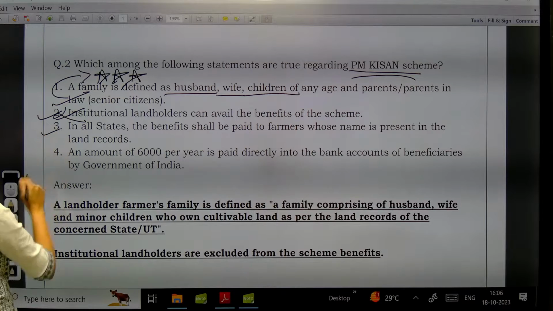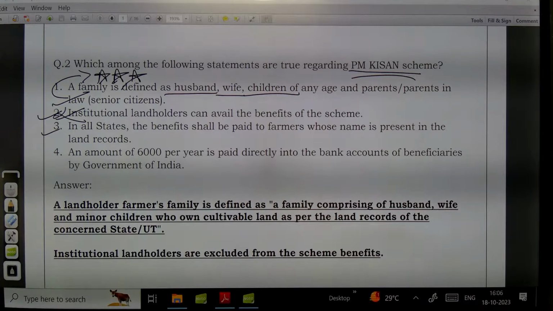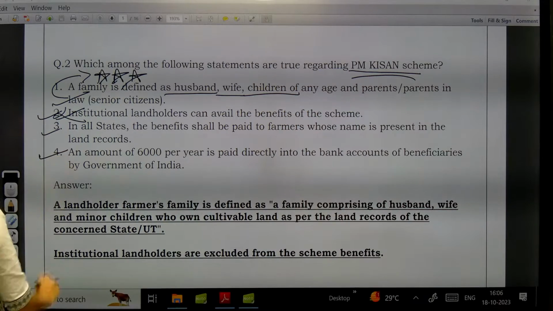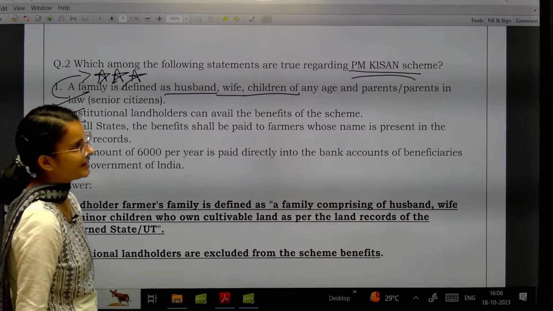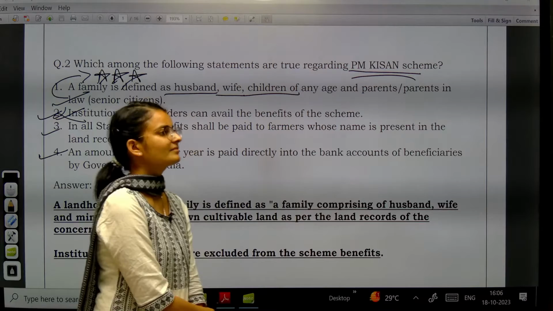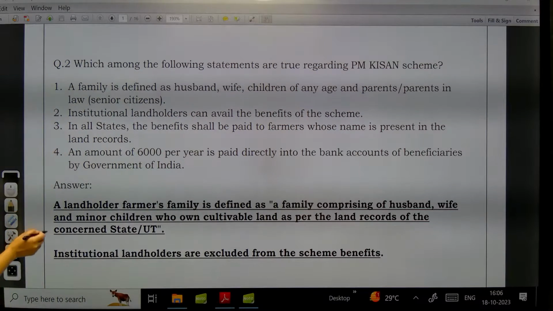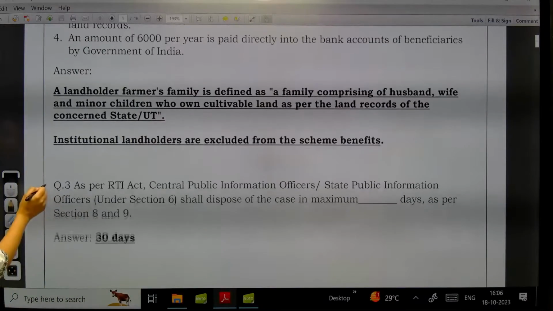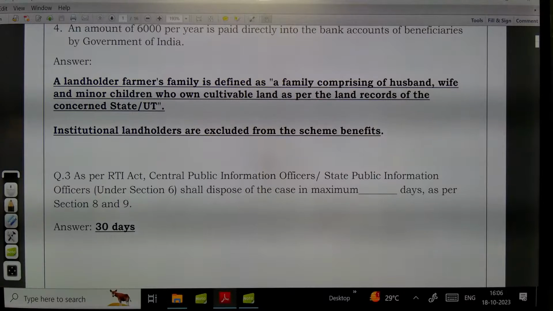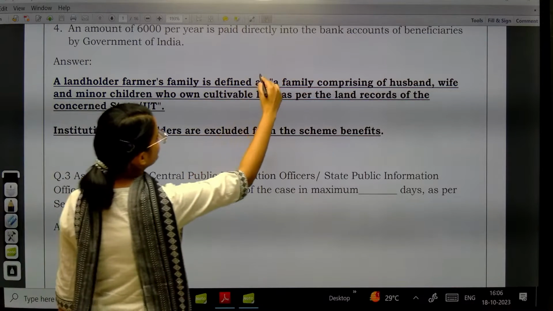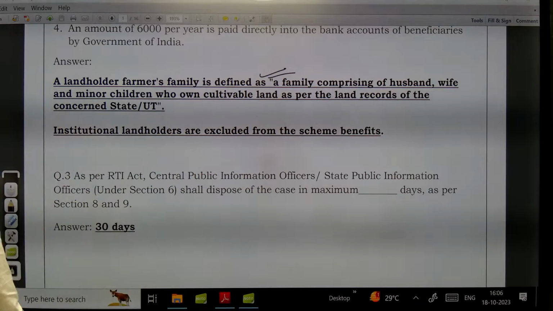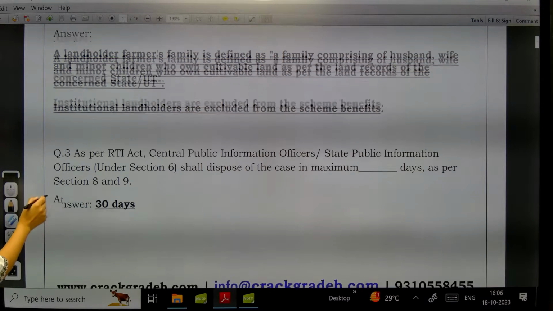And in all states the benefit shall be paid to those farmers whose name is present. Yes, an amount of 6,000 per year is paid directly, right? Yes. So here is the definition of the family, and institutional landholders are excluded from the scheme.